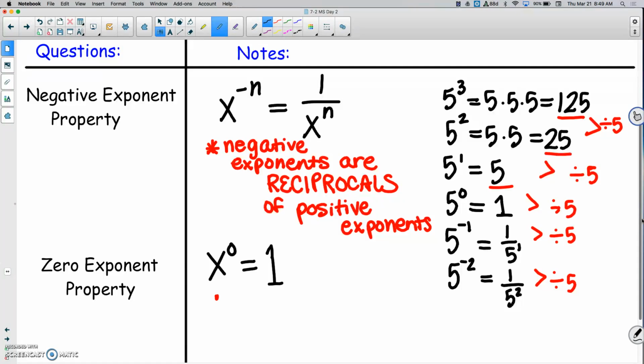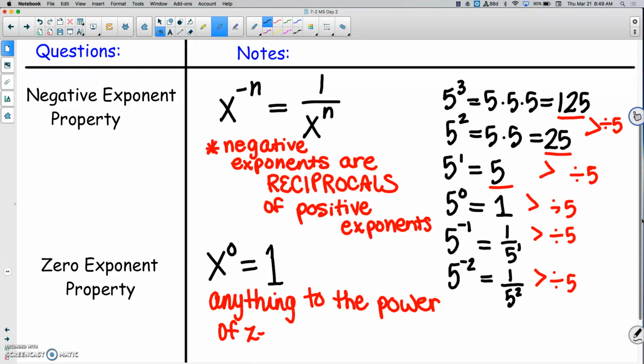And then anything to the power of 0 equals 1, kind of like an identity. So even if it's something like 43x squared y, and it's raised to the 0 power, that still equals 1. Because if you think about 0 being how many times you multiply something by itself, then you're not multiplying it by itself at all, 0 times.